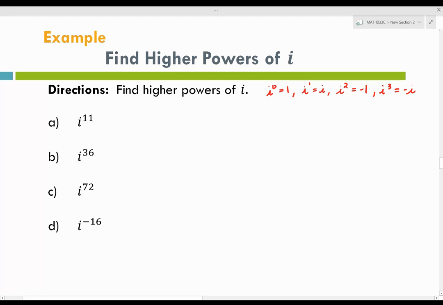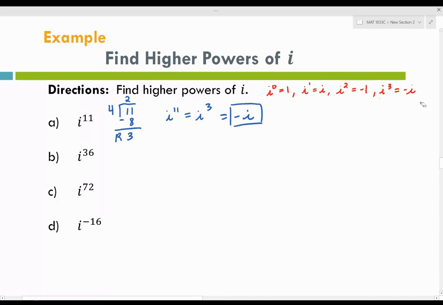For this first problem, i to the 11th power, we're going to take our exponent, 11, and divide it by 4. How many times does 4 evenly go into 11? It goes in twice. 2 times 4 is 8. We subtract, which leaves us with 3. That's our remainder. So i to the 11th power is equivalent to i to the 3rd power, which is our remainder, and we know that i to the 3rd power is equal to -i. That's our answer for the first one.